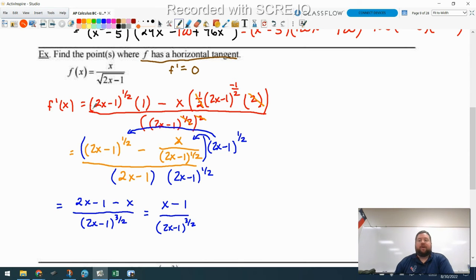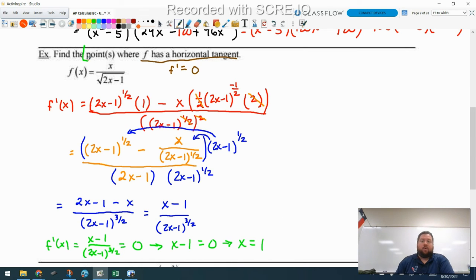Okay, now that we found the derivative, we can answer our question. The question says find the points where f has a horizontal tangent. So f has a horizontal tangent where f prime of x, which is equal to this thing we just found, is equal to 0. Okay, and when you want a fraction to be equal to 0, you want the numerator to be equal to 0. And that gives me an x value of positive 1.